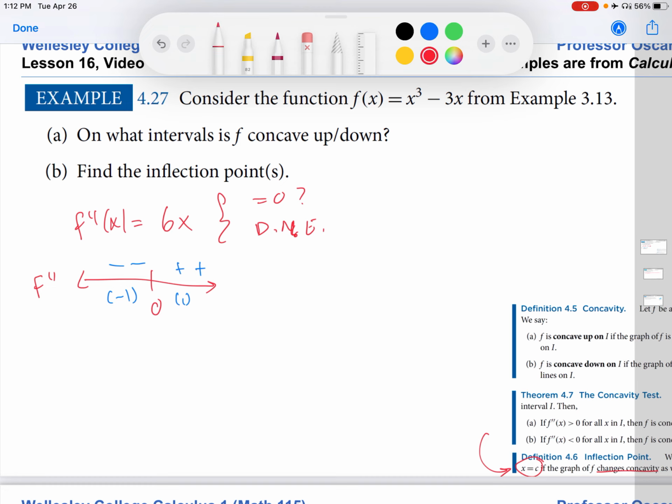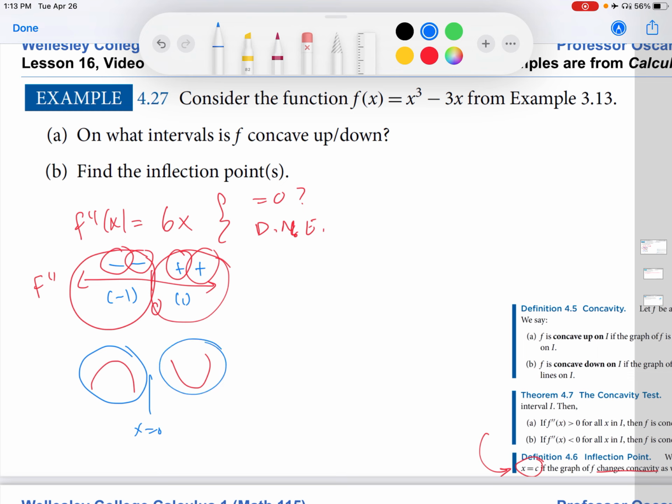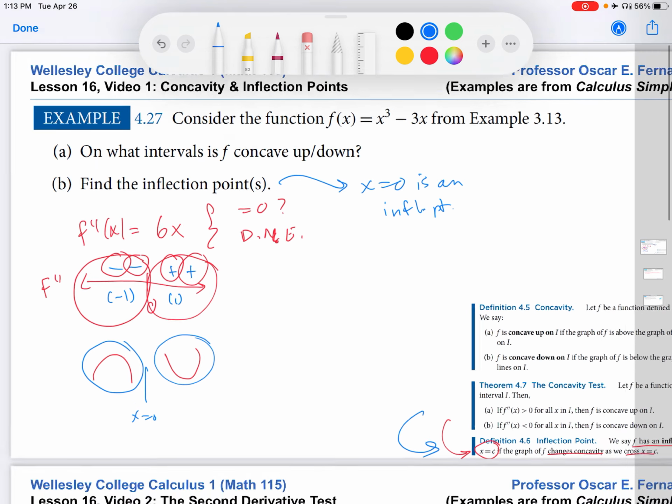And then at this point, you step back and look at the concavity information you have. Notice that before 0 the concavity is negative, so the function is concave down. And after 0, the concavity is positive, so the function is concave up. So as we cross x equals 0, the function changes from one type of concavity to another, and that's exactly what an inflection point is. So x equals 0 is an inflection point. Okay, so we have answered all the questions that were asked.